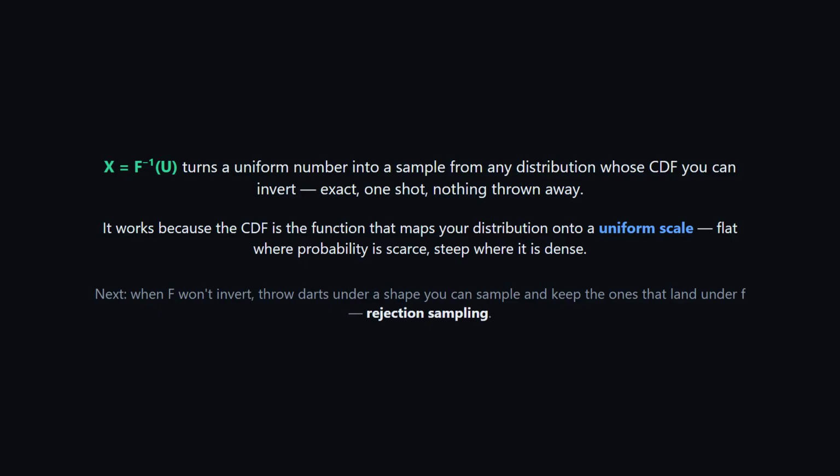Next, what to do when you cannot invert F. Draw a shape you can already sample, throw darts underneath it, and keep only the ones that land below the density you actually wanted. Rejection sampling.